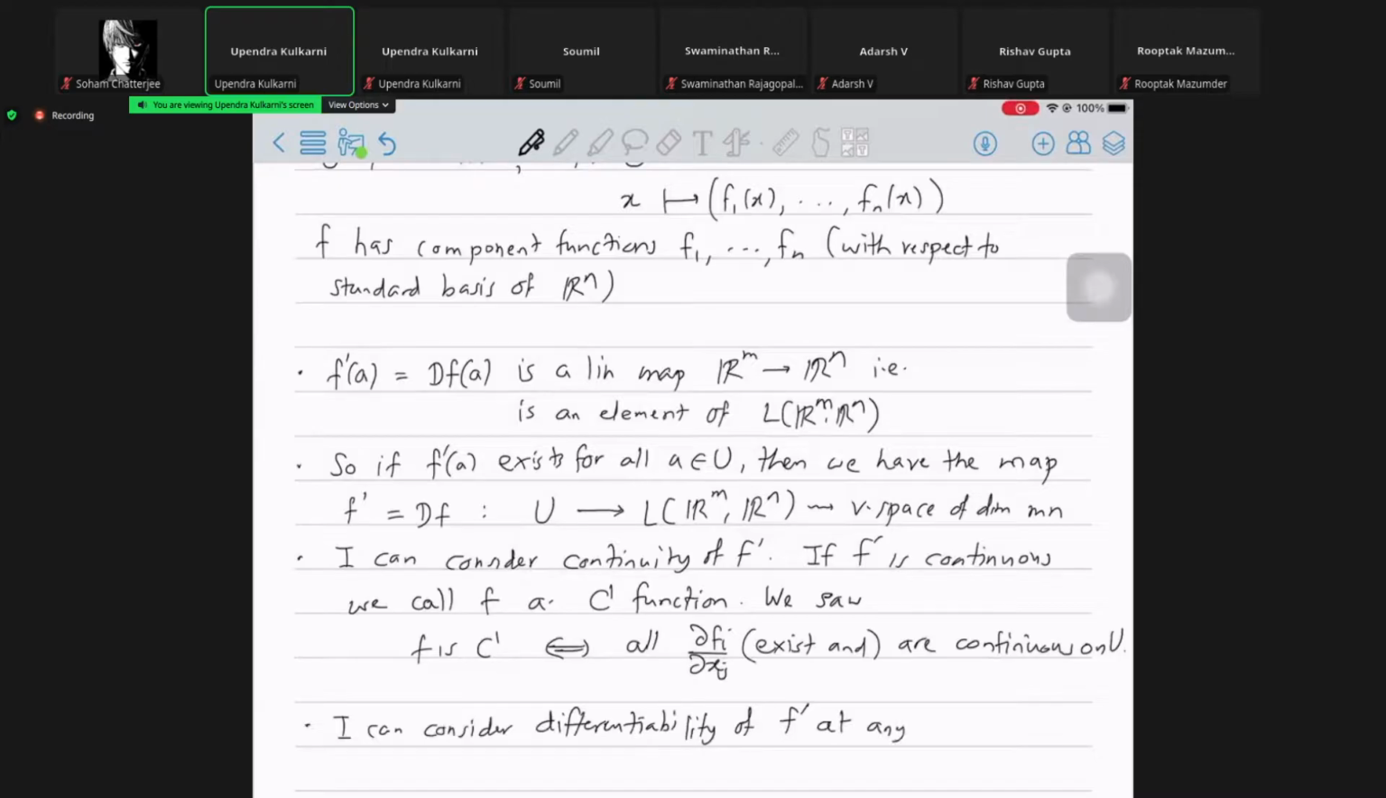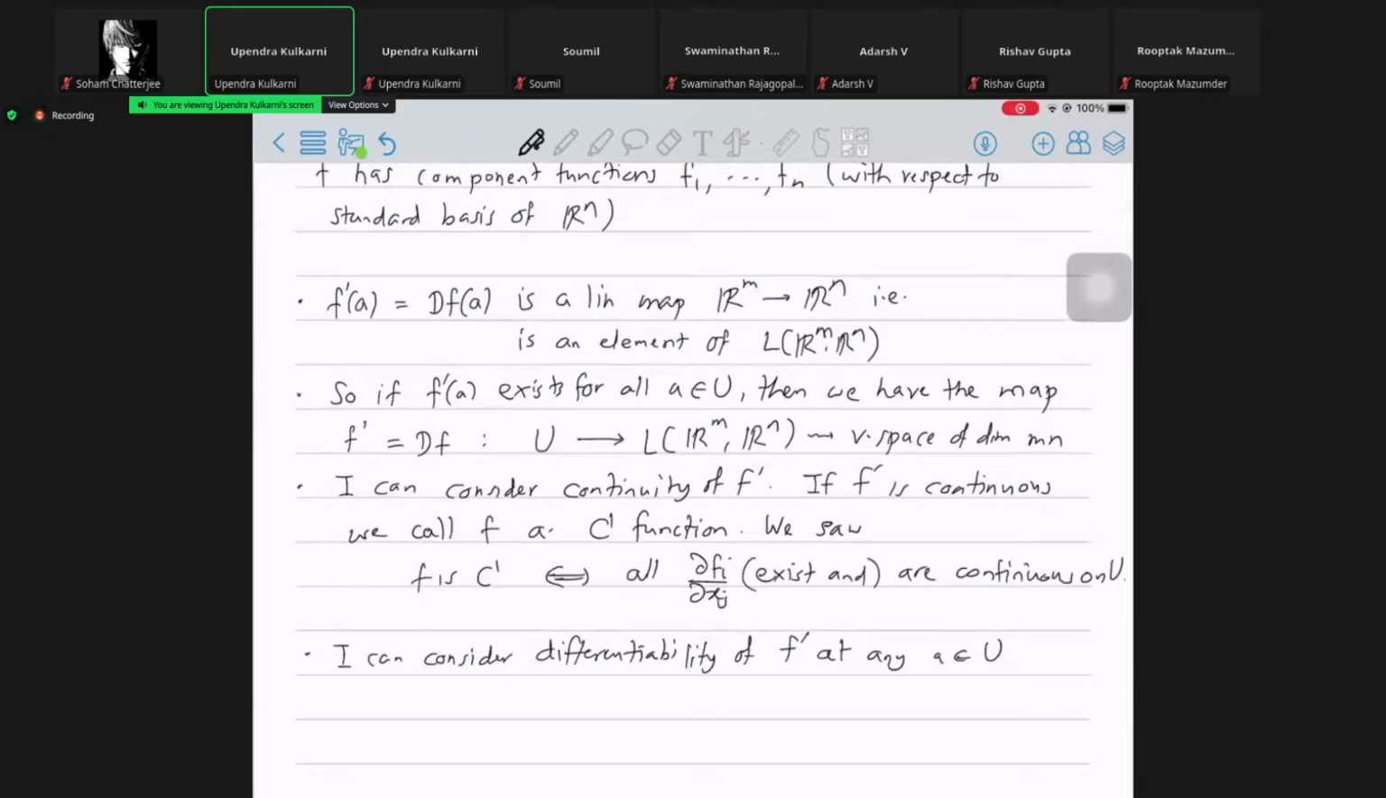At any a in U. So if f prime has a derivative, of f prime at A, which we can call f double prime of A, or I can call it d2 of f. What kind of gadget is this?